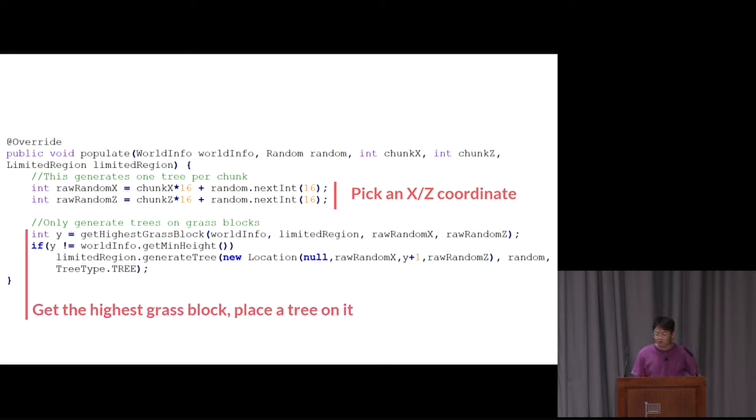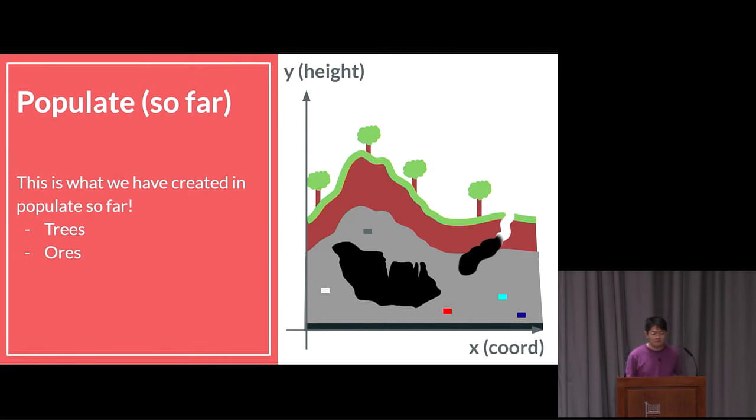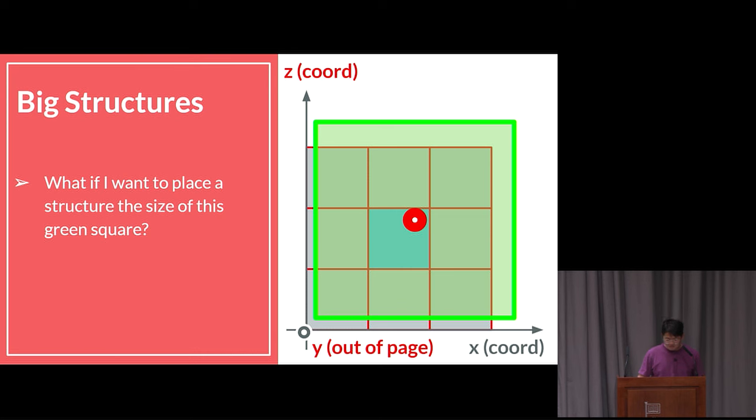That's a Minecraft API call. This will generate a normal Minecraft tree. So this is kind of what we have now, a bunch of trees, some ores, because it wouldn't be Minecraft without ores. You can't mine without them. And moving on, let's talk about the bigger structures. We cannot ignore these because we're competing with vanilla Minecraft. If we just choose to generate small things, they just wouldn't fit.